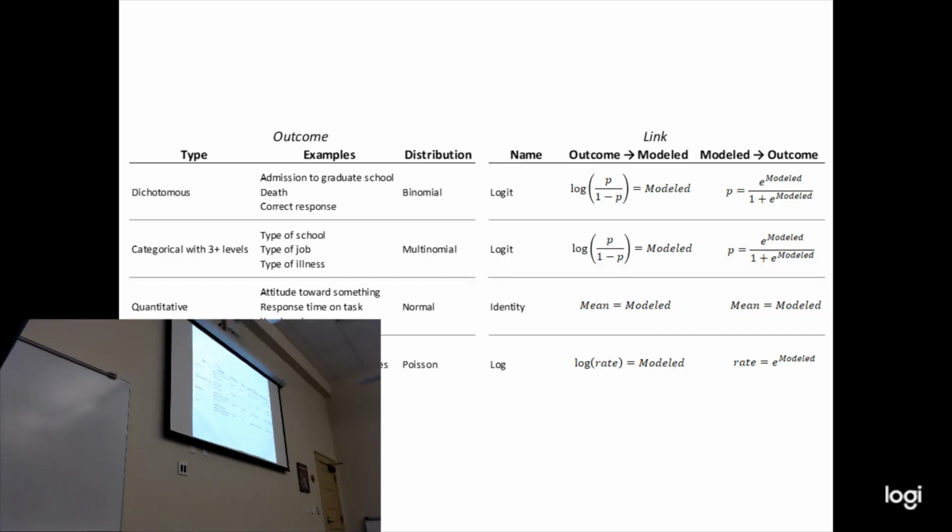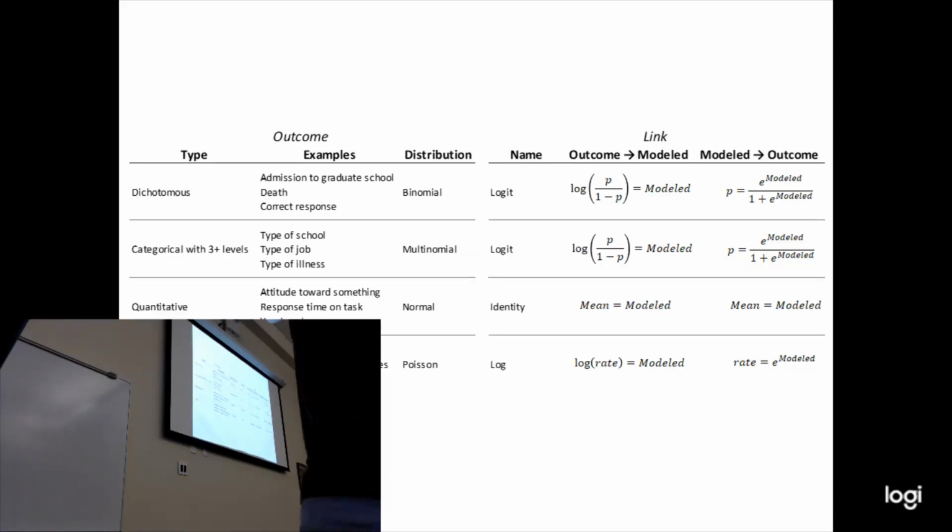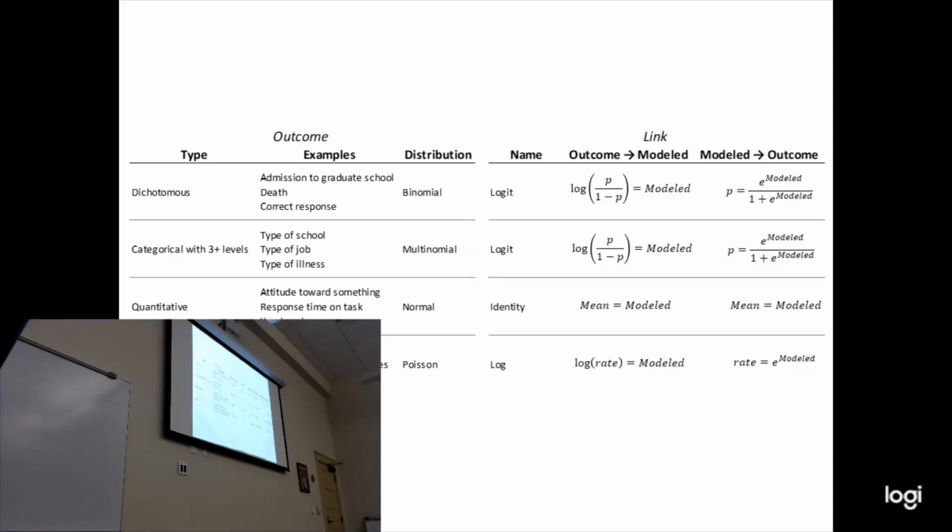There are lots more of these. These are the most common. Basic idea, if you have an outcome that's not handled by the general linear model very well, the generalized linear model probably handles it just fine. All you need is a distribution and a link.